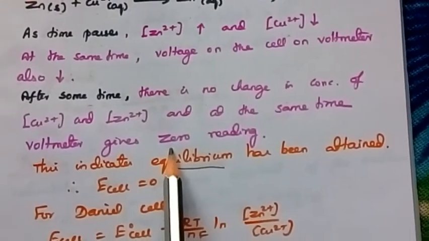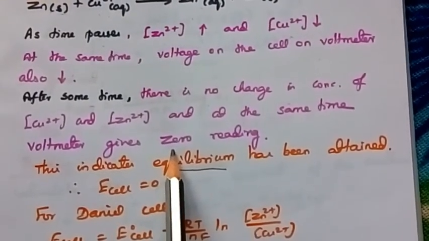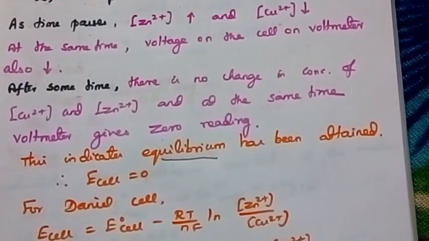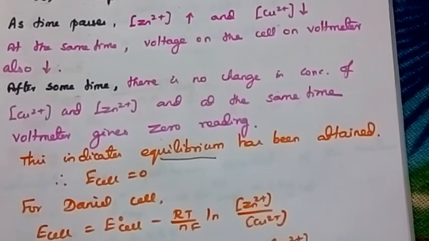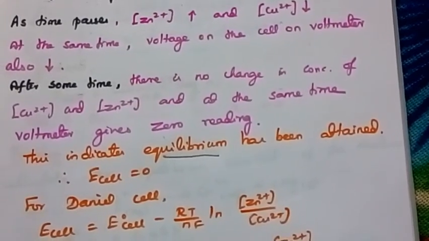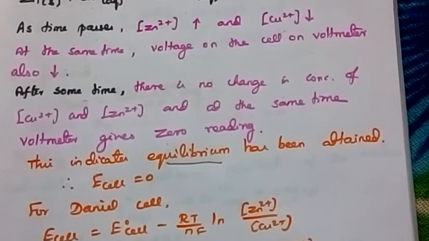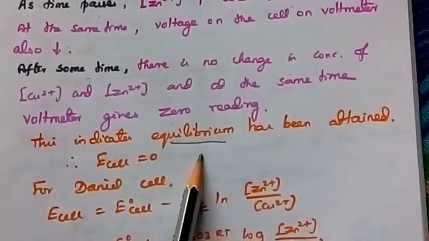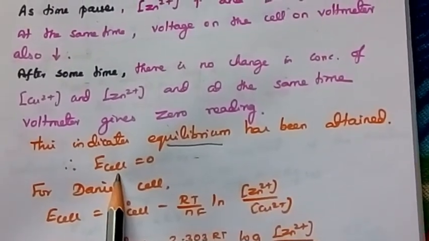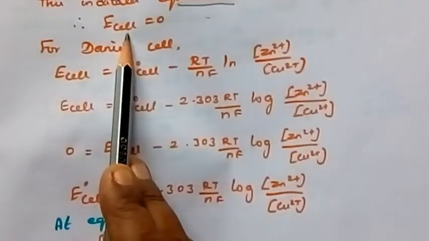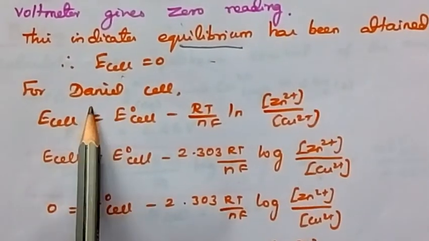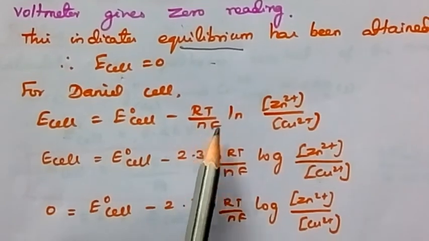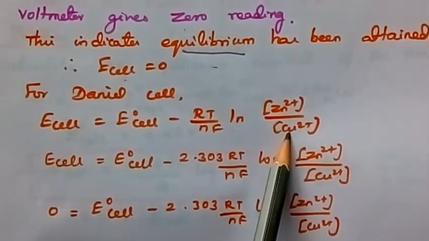Does the reaction still take place or not? Yes, the reaction goes on. Both the forward and backward reactions take place simultaneously, so that the concentrations of reactant and product remain constant. We already discussed this in chemical kinetics and chemical equilibrium. So at equilibrium, what is the EMF value? 0, the voltmeter shows the 0 value. For the Daniel cell, normally any cell, EMF of the cell is equal to E naught of the cell minus RT by NF ln product concentration by reactant concentration.